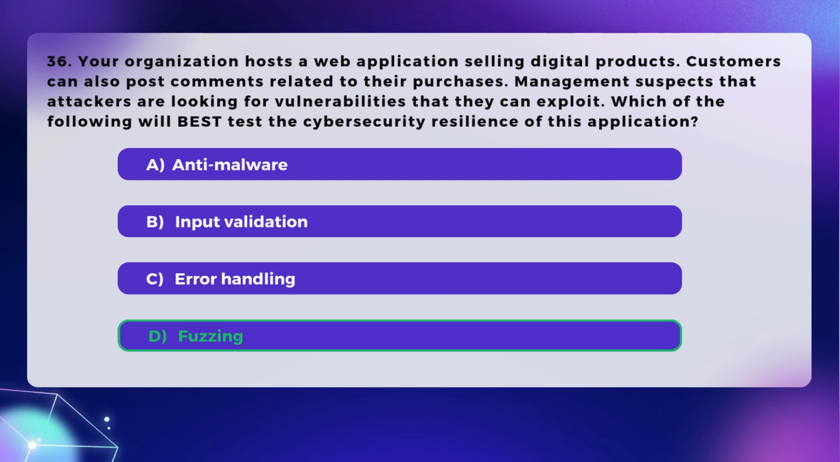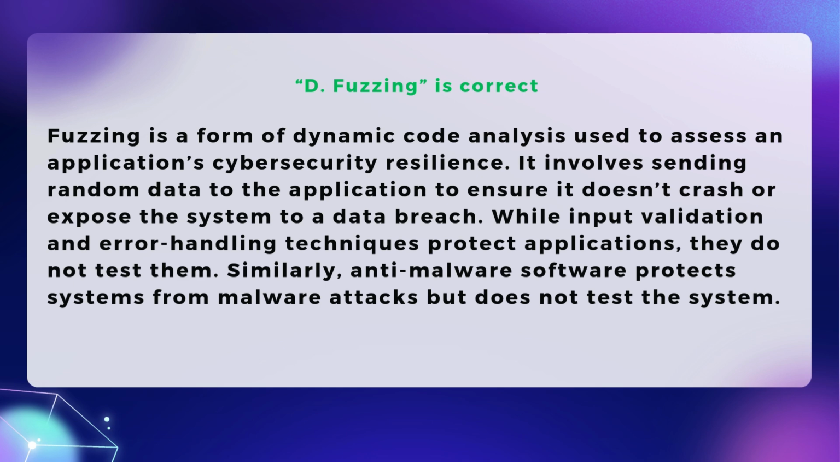The correct answer is D. Fuzzing is a form of dynamic code analysis used to assess an application's cybersecurity resilience. It involves sending random data to the application to ensure it doesn't crash or expose the system to a data breach. While input validation and error handling techniques protect applications, they do not test them. Similarly, anti-malware software protects systems from malware attacks but does not test the system.